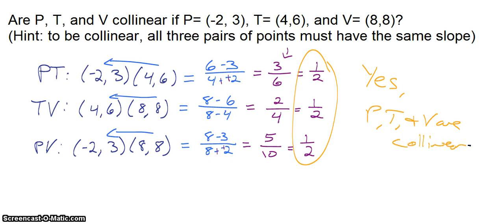If at any point I saw, once I simplified my slope, they were different, I could stop right there. If 2 of the slopes aren't the same, then I know all 3 of them, there's no way that they're going to be the same. So I can just stop there, save myself some time, and say no.